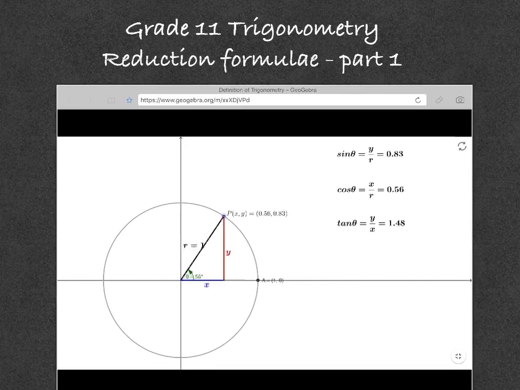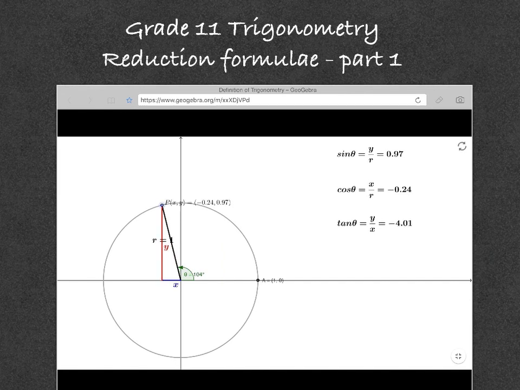As the point B is moved, remember, OP is the radius. It doesn't matter where it is in the first quadrant, the sine, cos, and tan ratios are all positive. Why? Because you've got a positive x, you've got a positive y, because it's in that first quadrant, right? X is positive, y is positive, and the radius is positive.